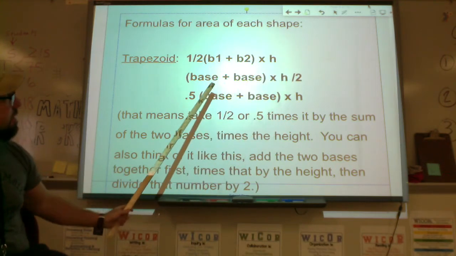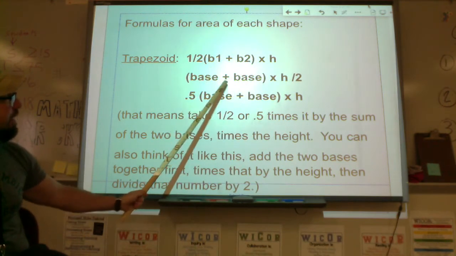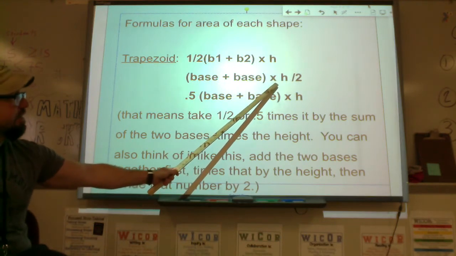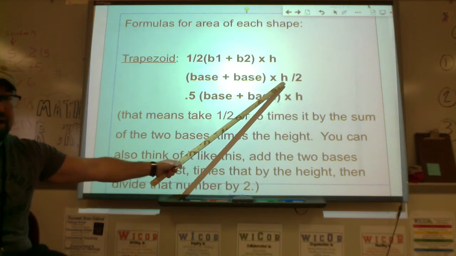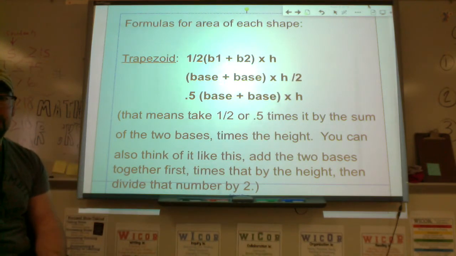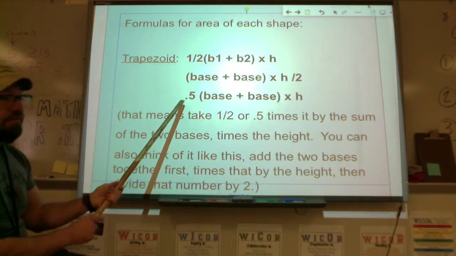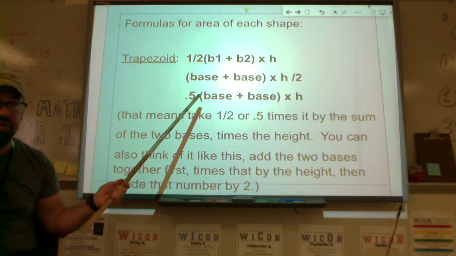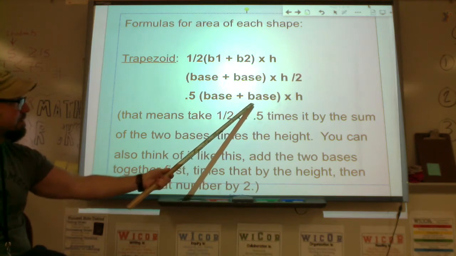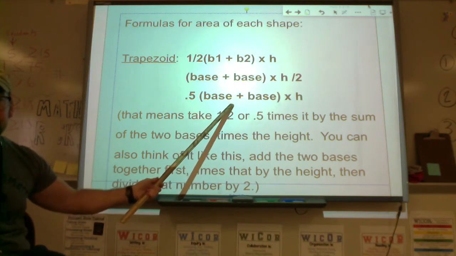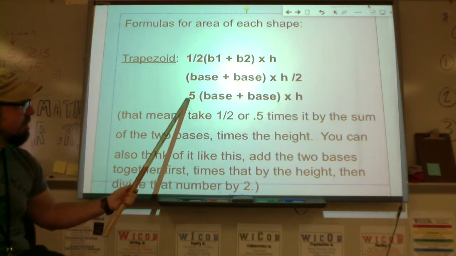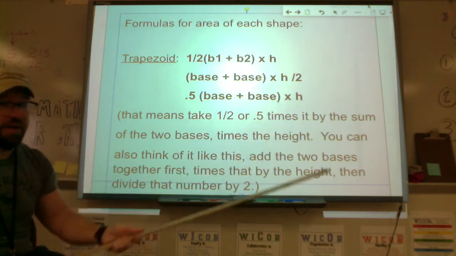Here's another way of thinking of it. Add the two bases together, take that number times the height, and then take that number and divide it by 2 last. And another way to think of it is 0.5, because we all know how to put 0.5 in a calculator. Take 0.5 and multiply that times the bases, but again, it's in parentheses, so this is an order of operations thing. You have to add the two bases, times it by 0.5, take that and times it by the height.